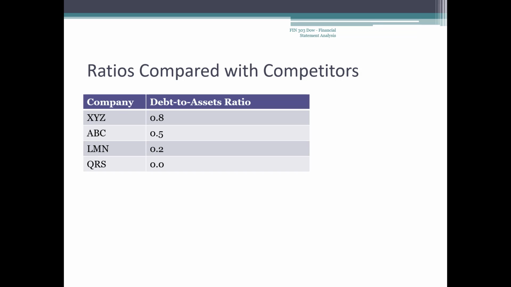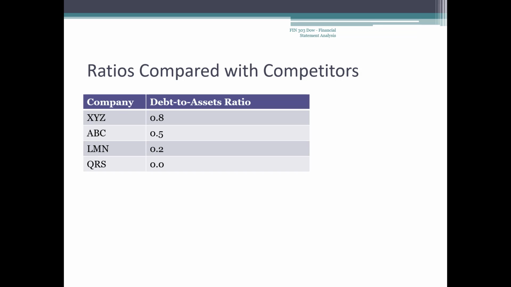One way to put things in context is to compare XYZ's ratio with those of its competitors. It's typically better to compare XYZ with competitor companies rather than with all companies in general, since competitors will likely face a similar business environment. For example, they may face a similar level of earnings risk during an economic downturn, which can be important in determining the appropriate level of debt.